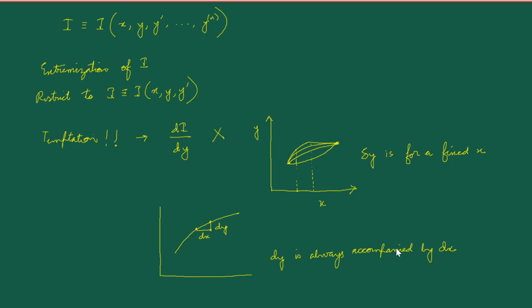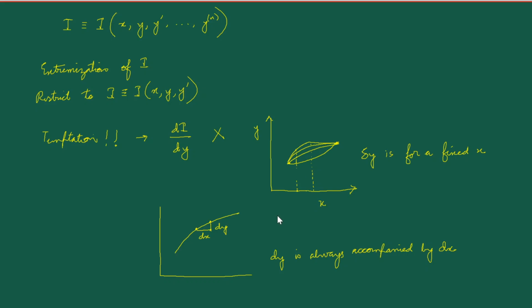This dy is always accompanied by dx, which is why I always emphasize to my students that you must be very, very careful in not using this kind of notation, because some students do have a habit of using this because of some bad habits acquired in high school, of writing partial derivatives sometimes using this. This delta has a very specific meaning associated with a fixed x. So you should not be arbitrarily using it. You should only use it when you mean this kind of variation.